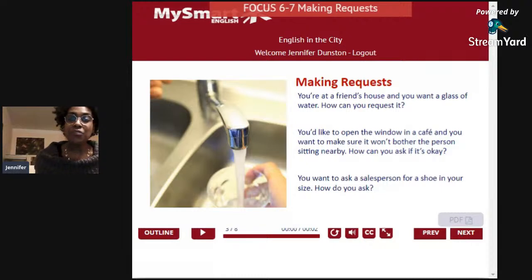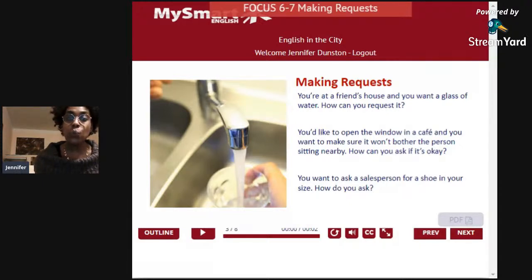Okay, we have 3 different situations that we're going to consider. In making requests, you're at a friend's house and you want a glass of water. How can you request it? Or you'd like to open the window in a cafe and you want to make sure it won't bother the person sitting nearby. How can you ask if it's okay?